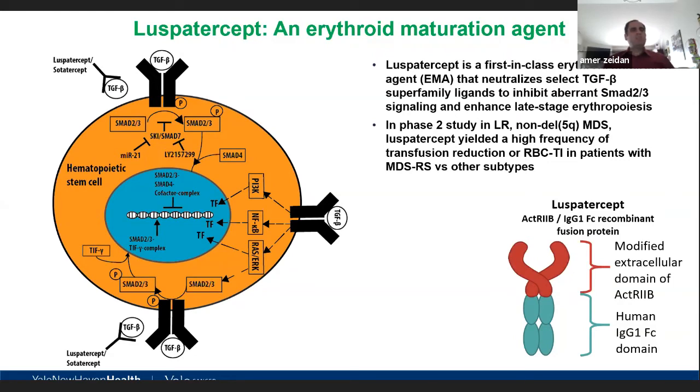It was noted in this trial that patients who have the ring sideroblast, you might recall I told you there are some patients who have ring sideroblast, those patients respond particularly well to this drug, which again is given by subcutaneous injection, and as you can see here, it's a modified antibody.